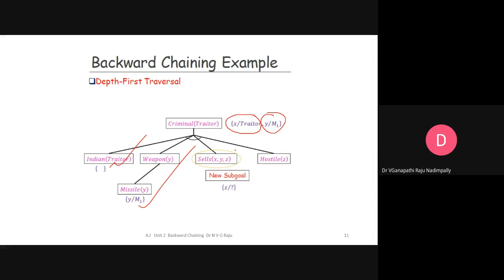Now our next job is, in this Sells equation, I know the value of X, I know the value of Y. Now I don't know what is the value of Z. Now it is our new sub goal. Is it okay? Please, yes or no? Now this is our next sub goal. Shall we process it? Yes, sir. Now we are going to identify what is the value of Z.